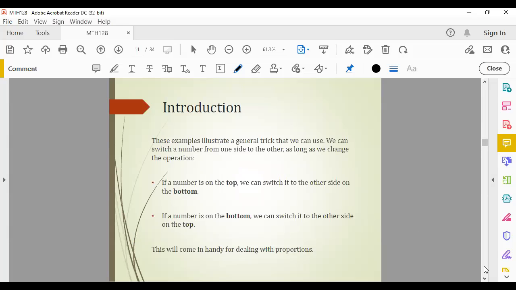What else? And this is the trick. If the number is on top, we could switch it to the other side and put it on the bottom. If a number is on the bottom, we could switch it to the other side and put it on top. And of course, the bottom is referring to division, and on top, it's always implied to be multiplication. So those are some basic, or one basic, rule for algebra.